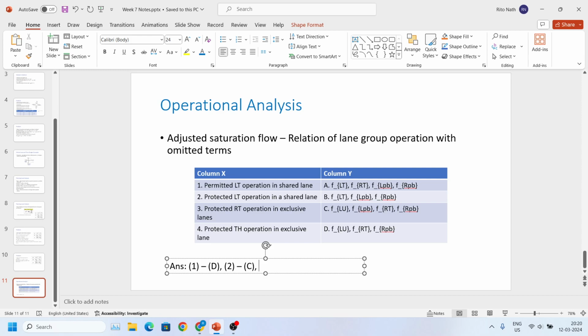So 4 should be A. That leaves us with 3 with B. Protected RT operation in an exclusive lane. So that's LT, LPB, and RPB. Okay, now I misread it, so that's fine. 3 should be B. This would be your answer to this problem.